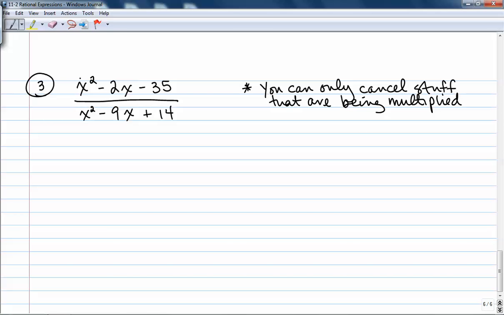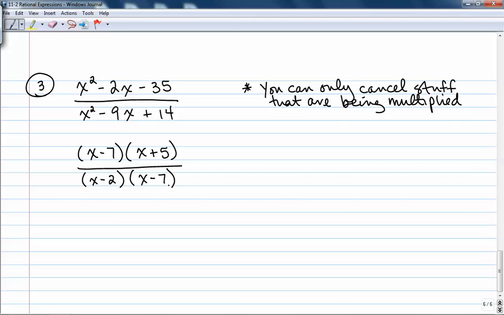Those x squareds are not being multiplied by anything. On the top it's having 2x subtracted from it and a 35 subtracted from it, so you cannot cancel anything yet. Next thing we need to do is we have to factor each of those. So two numbers that multiply to negative 35 and add to a negative 2 are negative 7 and positive 5. And on the bottom, two numbers that multiply to a positive 14 and add to a negative 9. That would be an x minus 2 and an x minus 7.